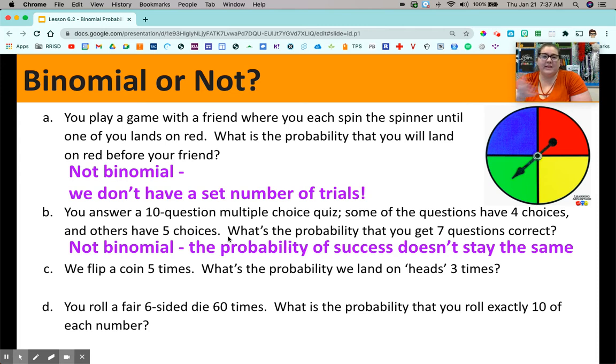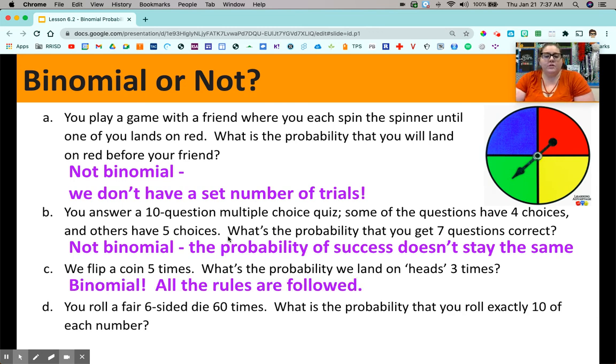Probability when we flip a coin stays independent and stays the same the whole time. It's always a 0.5 chance of getting heads. So this one seems good. It passes all of our rules.